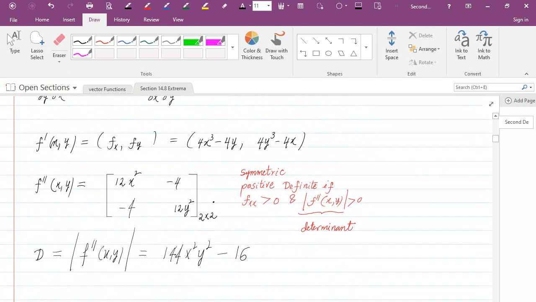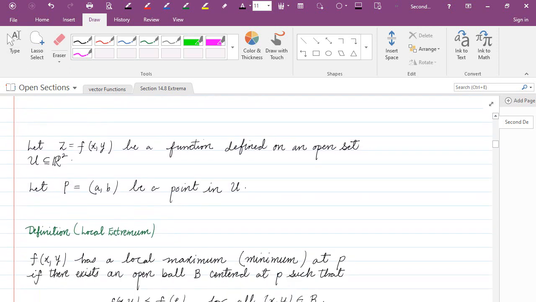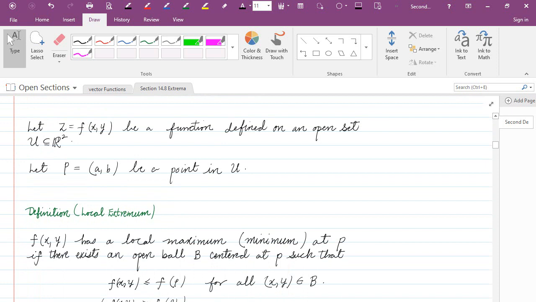Okay, so I'm going to stop here, and in the next video we'll be defining the local max and local min of a function.